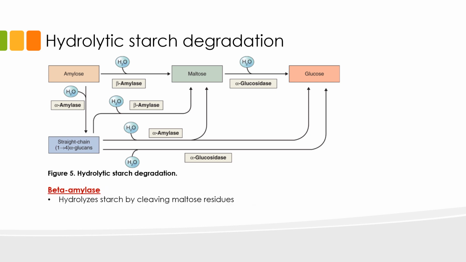We also have beta amylase. Beta amylase can cut into amylose one maltose residue at a time. Maltose, as I said earlier, is composed of 2 glucose molecules. So we can see in this diagram our beta amylase here and here. And you can see that whenever it cuts through amylose or the shorter chain amylose, it produces maltose residues. But maltose is still composed of 2 glucose units.